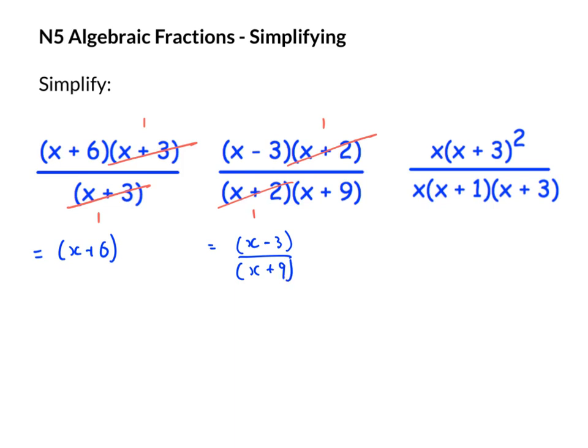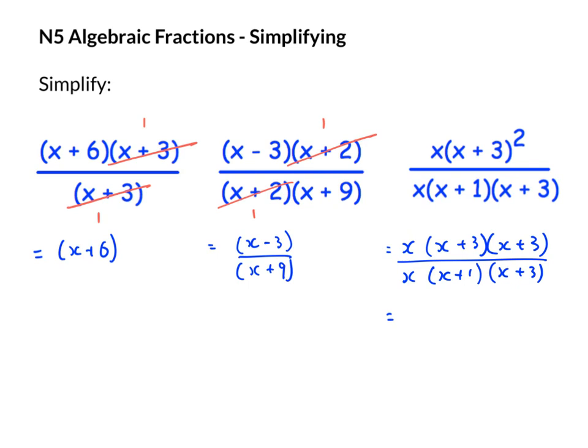The next one. Some of you might find it easier to deal with this square bracket by just rewriting. I've got an x and then x plus 3 squared. So that is telling me I've got the x plus 3 being multiplied by itself. On the bottom, I've got an x times an x plus 1 times an x plus 3. And by doing that, it's clear how many of those x plus 3's I'm going to get rid of and how many I'm going to have left.